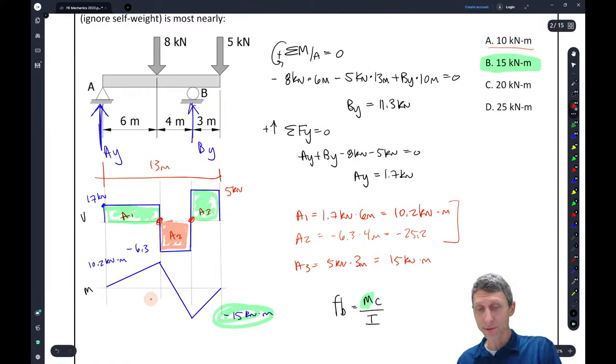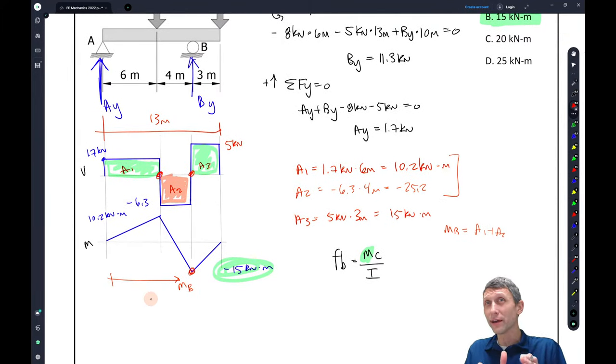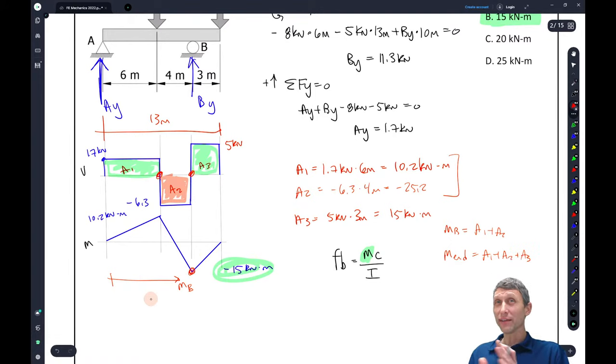When we integrate to get this moment point down here, if I call this the moment at B, the moment at B is just going to integrate from left to right up to B. So the moment at B is just going to be A1 plus A2. And the moment at the end is just going to be equal to A1 plus A2 plus A3. So I could have gone that way. Either way is going to get you the same.